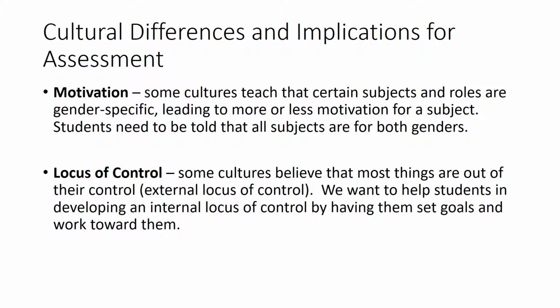Locus of control has to do with whether we think that most things are in our control or out of our control. If we think that most things are out of our control, we exhibit what's called an external locus of control. So think about, for example, playing the lottery. I just couldn't win. That's something that's truly out of your control. But when students transfer that thinking into the classroom, they might say, I can never get an A because the teacher hates me. That would be an external locus of control.